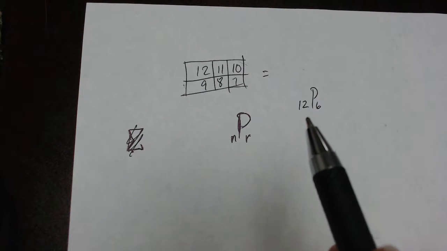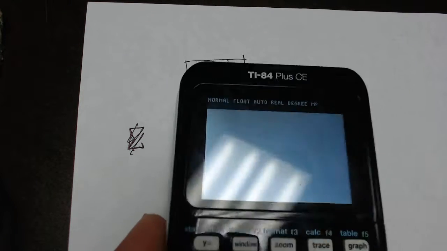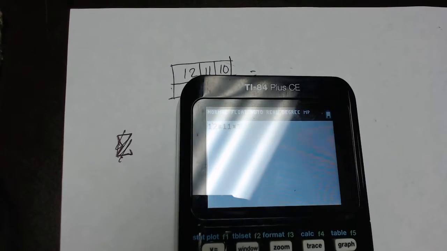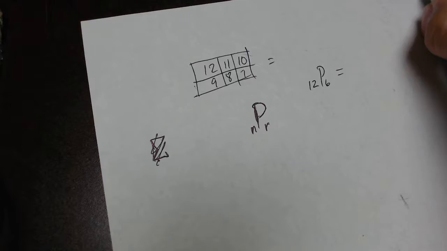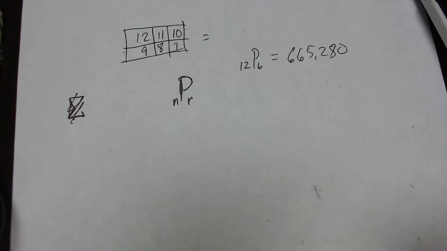Then we would just solve it as 12 times 11 times 10 times 9 times 8 times 7. Which, for those of you who are wondering, on the calculator equals 665,280. So that would be the answer to that problem. So this is the notation that we're going to be using.